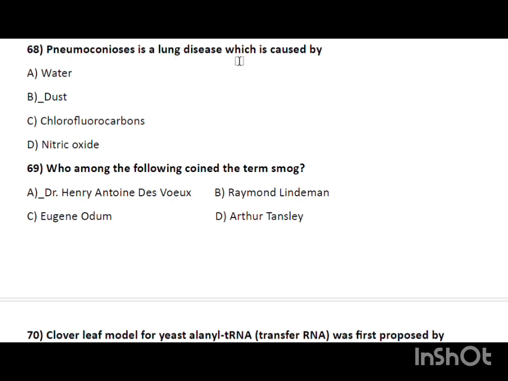Pneumoconiosis is a lung disease which is caused by water. Option B dust. Option C chlorofluorocarbon. Option D nitric oxide. The correct answer is option B dust.